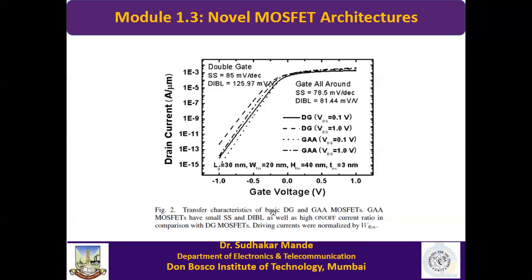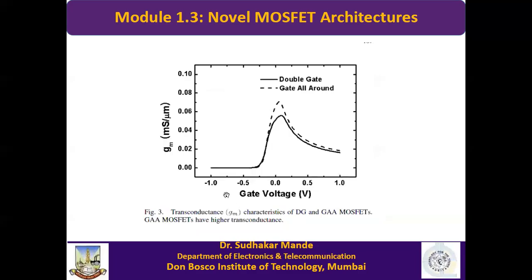So what you can say, here it is mentioned, transfer characteristics means gate and drain current. In the double gate MOSFET the drain induced barrier lowering effect is more, and that's the reason off current is more, while it is less in the gate all around MOSFET. The reason is that the gate is wrapped around the entire channel, so therefore control is better.